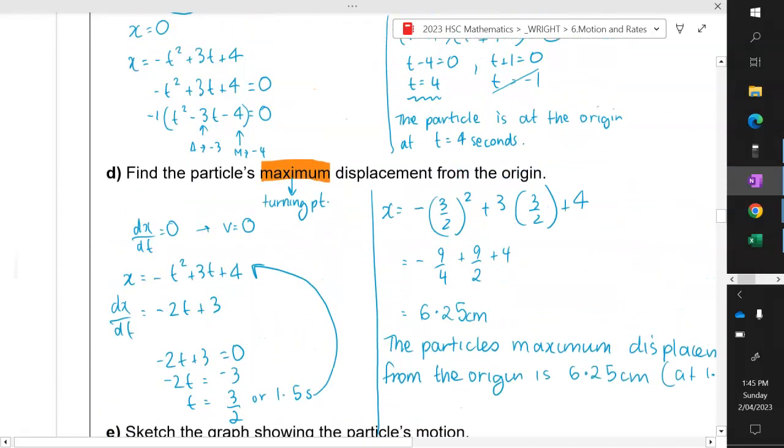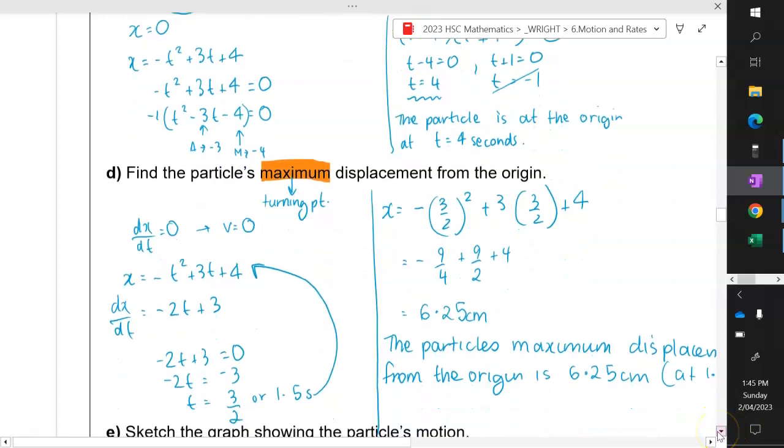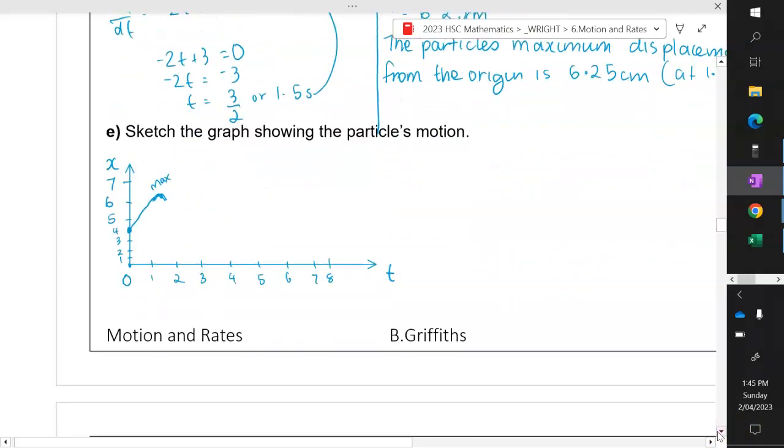Our other information was when the particle was at the origin, and that was at time equal to 4. So if we look at that on our graph, our particle is moving up, and it's going to come back down and be back at the origin at time equal to 4 down here. We know that we had an initial positive velocity that goes in this direction. So we've got the shape of our graph in there now.